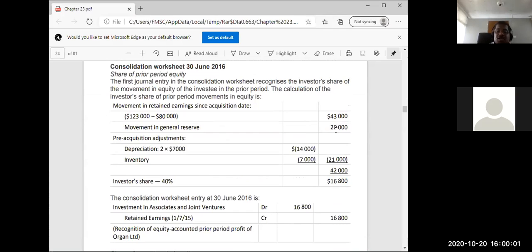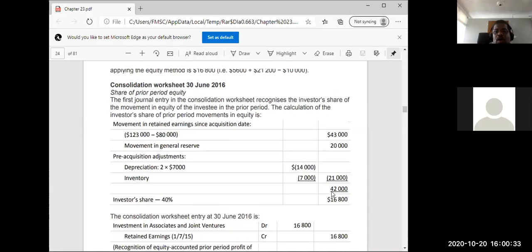And since we are talking about retained earnings, it means cumulative. 20,000, and here not the 7,000 two times. Why? We have already taken the 2 years story, 2 years cumulative retained. So thereby 14,000, and you can remember the first year inventory story, and you are deducting 20,000, and your adjusted profit is 42,000. You take 40%, that is 16,800.